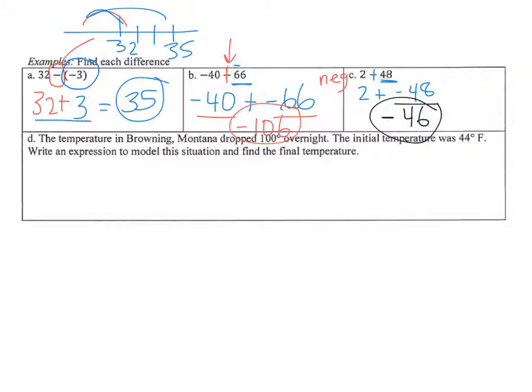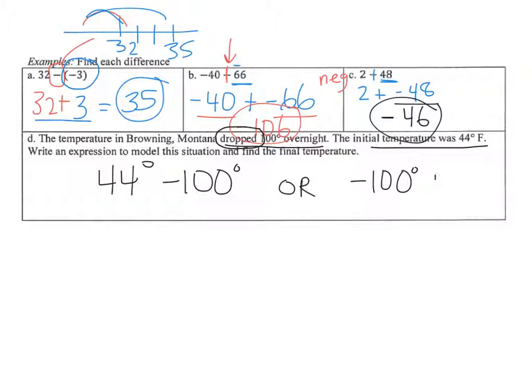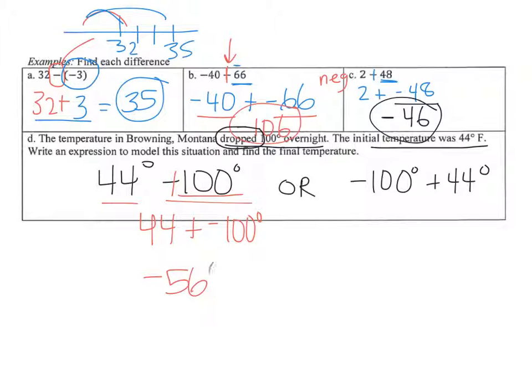Letter D, the temperature in Browning, Montana dropped 100 degrees overnight. Dropped. That means go down. The initial temperature was 44. So it's 44 degrees and it drops 100 degrees. So if I have 44 minus 100, it's the same thing as 44 plus the opposite of 100, which is -100. So the answer is -56 degrees.